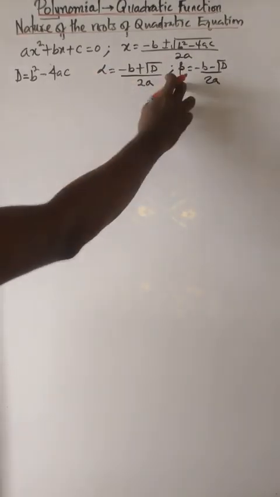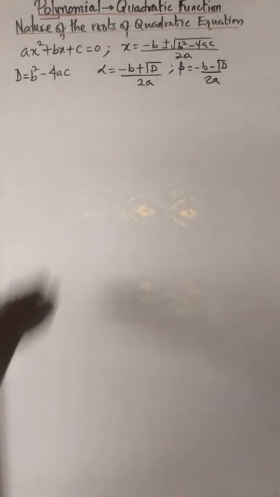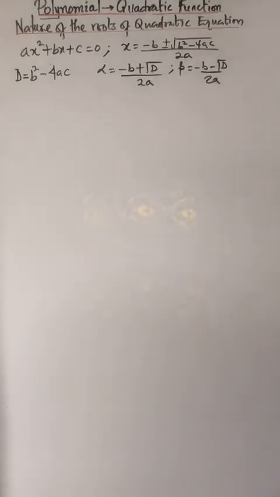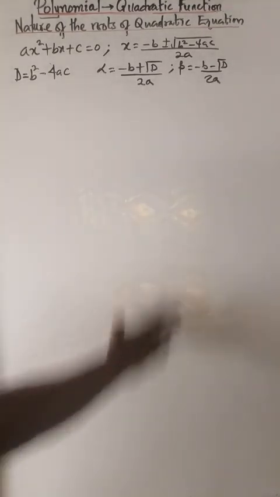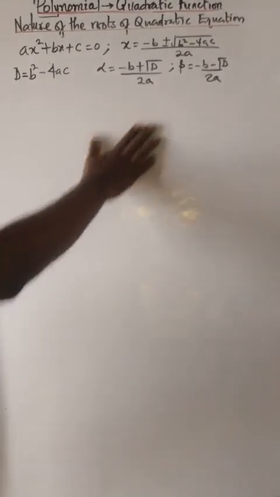So what will be the nature of these two roots? For some conditions, they are equal. For some conditions, they are both real numbers. Sometimes they are both complex. Sometimes they are natural numbers. Now let's look into them one by one.